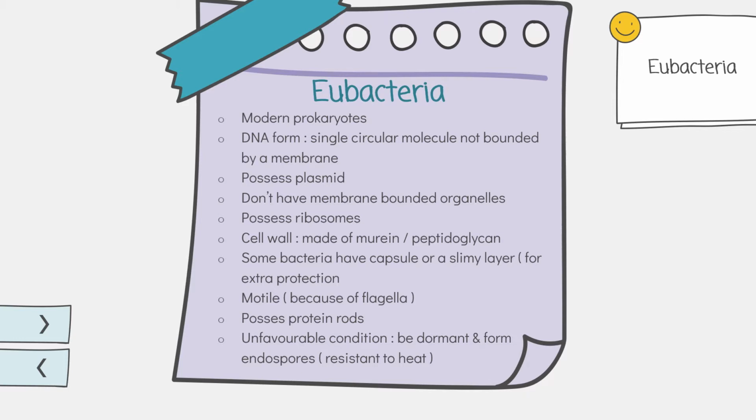Many bacteria are motile due to the presence of one or more flagella. And some bacteria also possess protein rods called pili. They are shorter and thinner than flagella and function in attachment to the other cell or surface, which is involved in the sexual reproduction of bacteria.